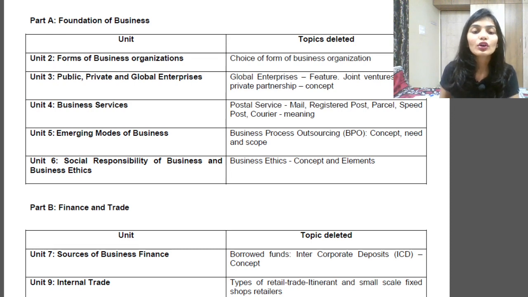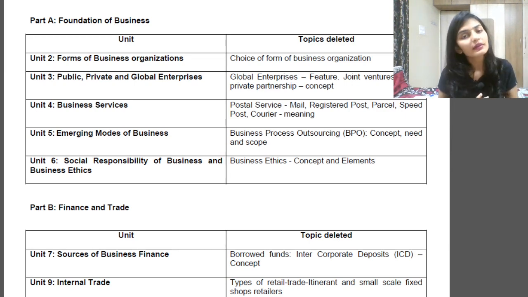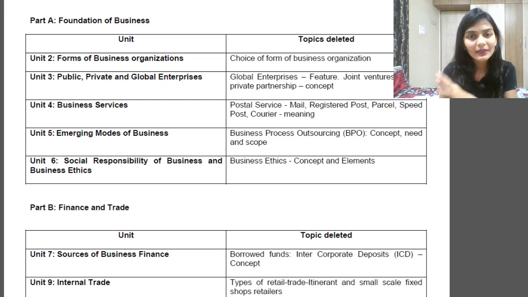Now when you move to part B, finance and trade, in chapter 7, sources of business finance, under borrowed funds, the ICD concept, the intercorporate deposits, is gone. Now I know many of you will have no idea about this, ma'am, what are you speaking about, because you have never touched these concepts. So do not worry, as and when we do all this in the Plus courses, I'll be dealing with that, and I'll make you super comfortable with everything, so you don't have to worry about that.